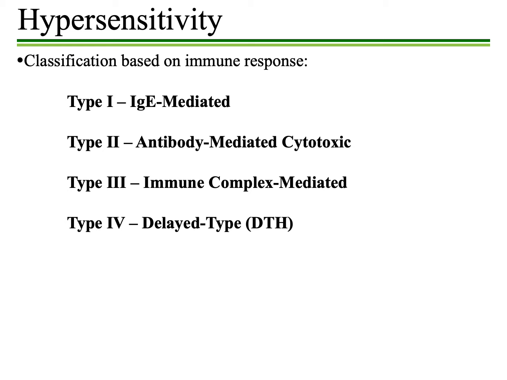We will spend a little bit of time discussing type 3. It turns out that type 1, type 2, and type 3 all involve humoral responses, which means antibodies are involved in all three types of hypersensitivity. The last category or classification is type 4, which is known as delayed type of hypersensitivity, and this is a mechanism that depends on the activation of T cells. Antibodies are not involved in this particular type of hypersensitivity.